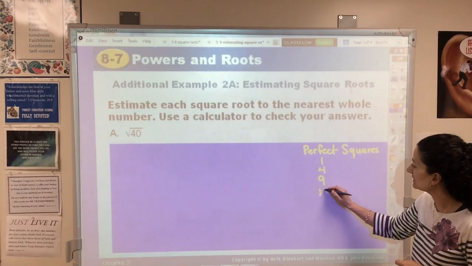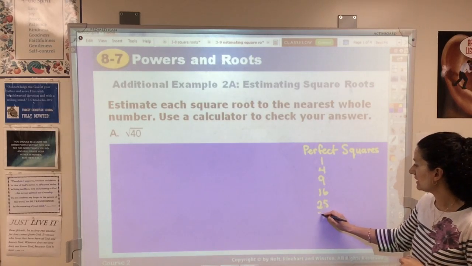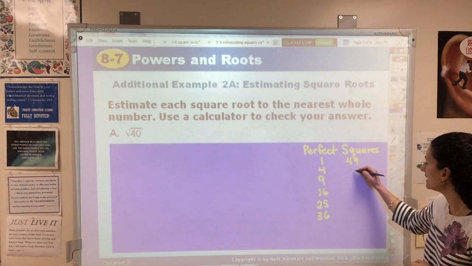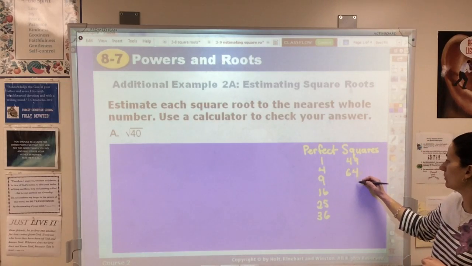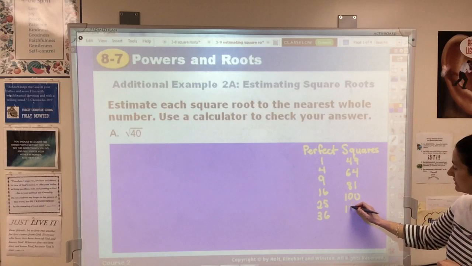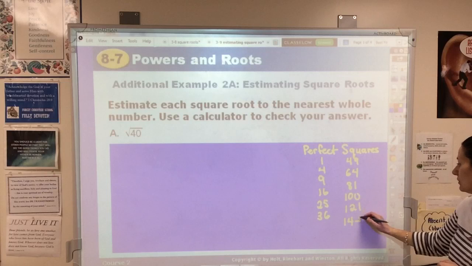4 times 4 is 16. 5 times 5 is 25. 6 times 6 is 36. 7 times 7 is 49. 8 times 8 is 64. 9 times 9 is 81. 10 times 10 is 100. 11 times 11 is 121. And 12 times 12 is 144.